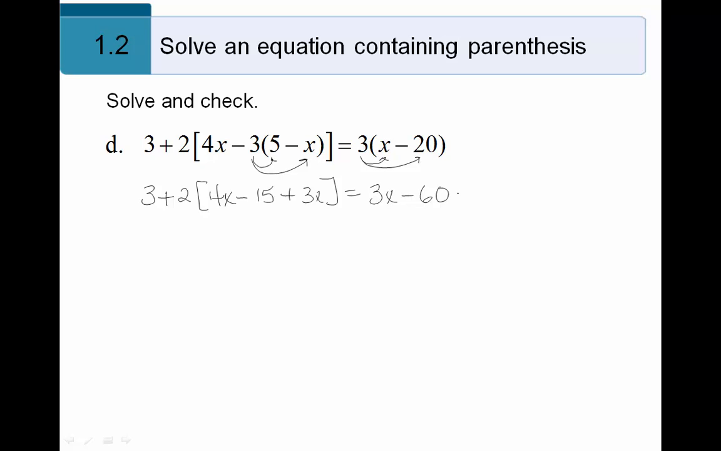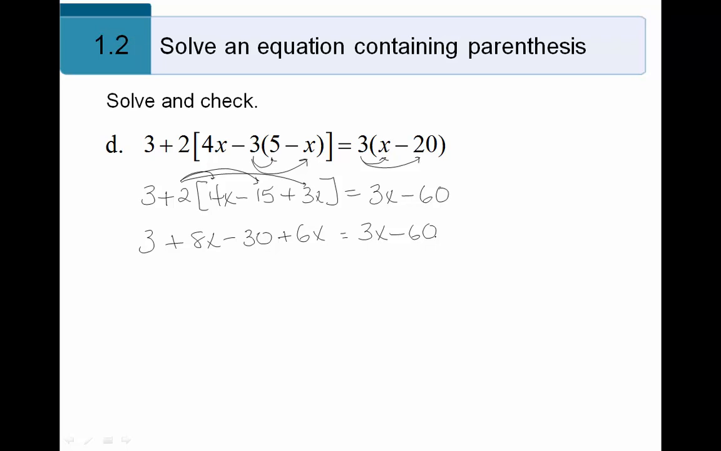Moving back to the left-hand side, we still have a grouping symbol which we need to eliminate, and that would be the bracket. And to eliminate that bracket, we must distribute the positive 2 to each of the 3 terms inside the bracket. Distributing positive 2 times 4x is positive 8x. Positive 2 times negative 15 is negative 30. Positive 2 times positive 3x is positive 6x. And we'll go ahead and recopy what's on the right-hand side of the equation.